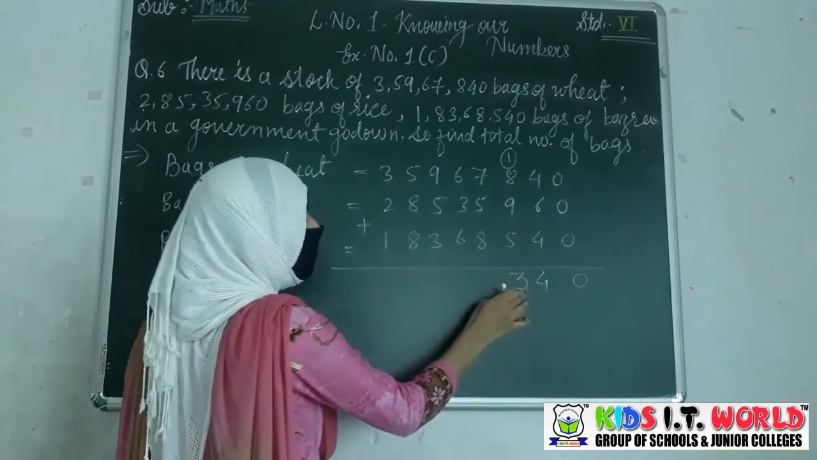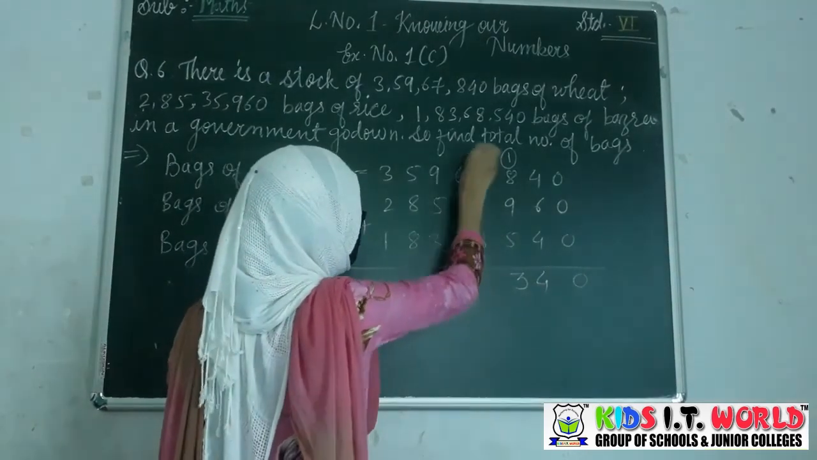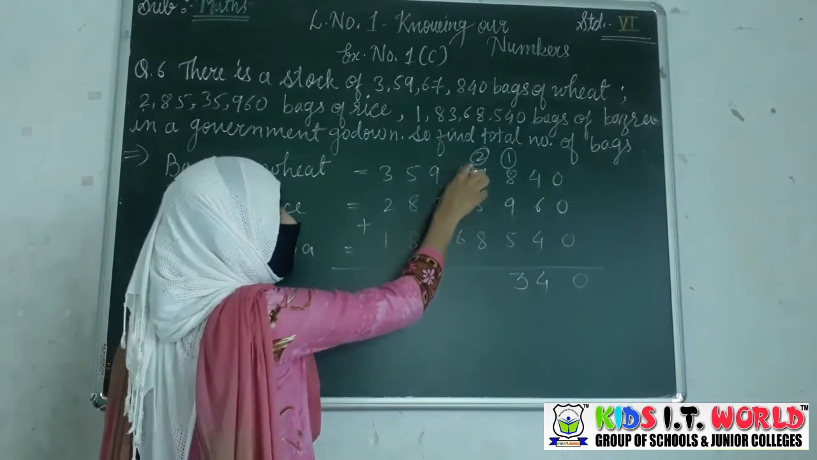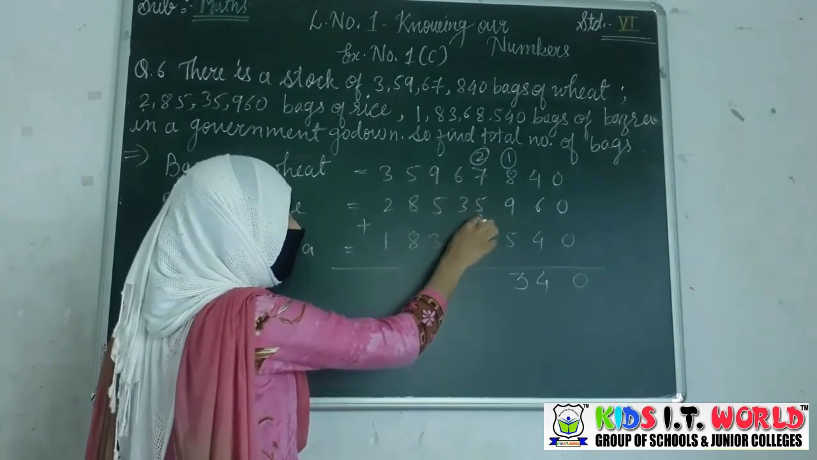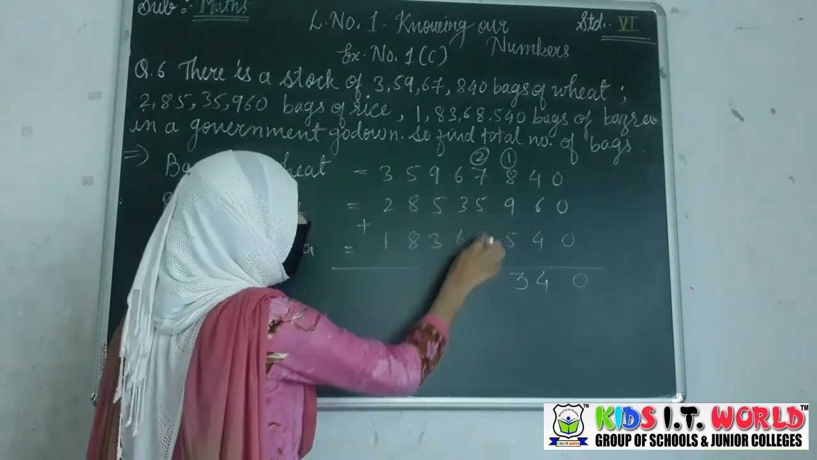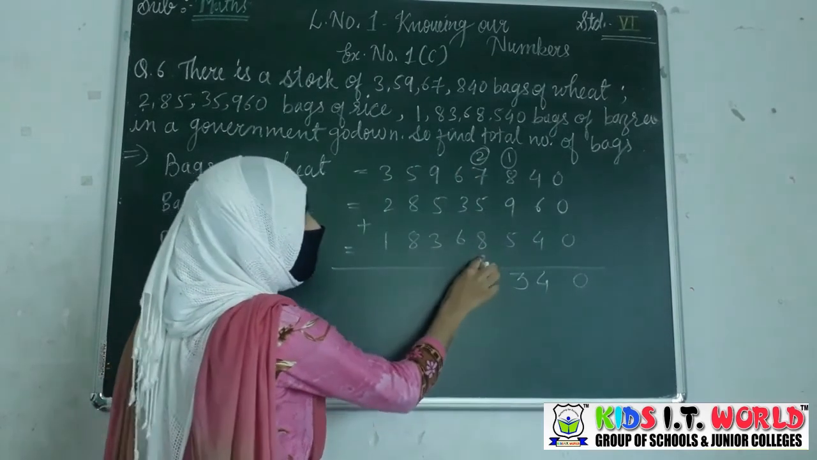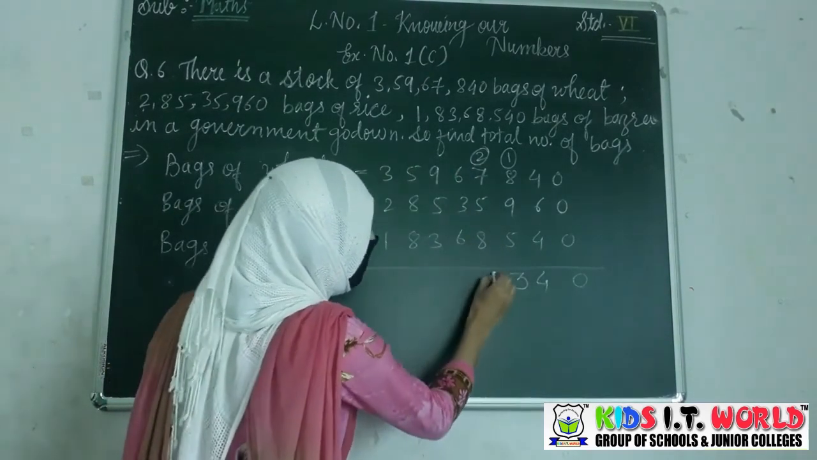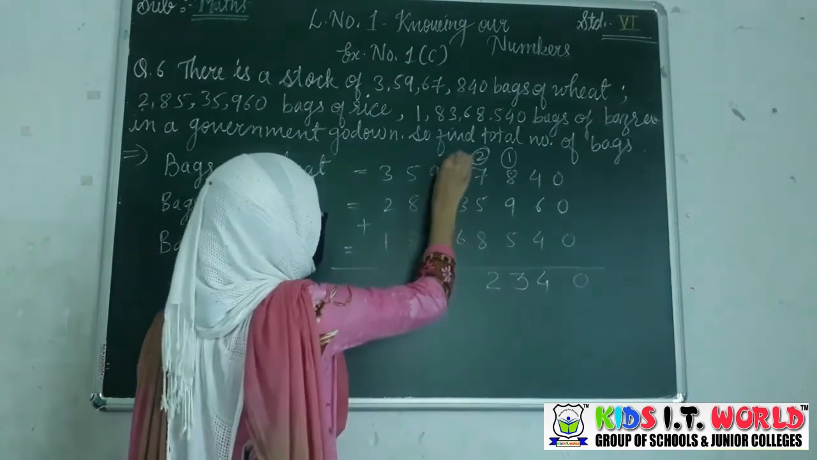From 23, we will write 3 here. 2 will be carried. Now here 7 plus 2, it's 9. 9 plus 5, it's 14. 14 plus 8, it is 32. So we will write 2 here. 3 will be carried.